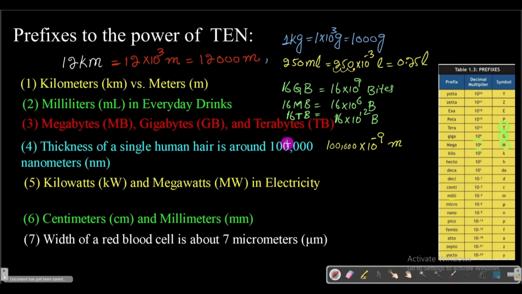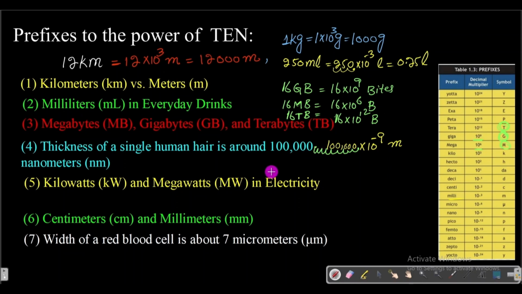100,000 nanometer means that, as we discussed in the previous video, we will take 9 steps from here. So this is 1, 2, 3, 4, 5, 6, 7, 8 and 9.